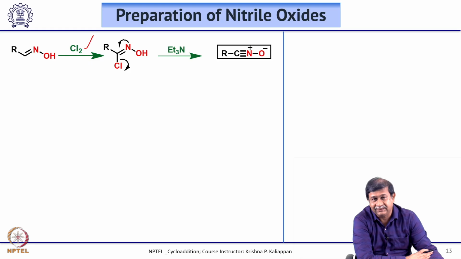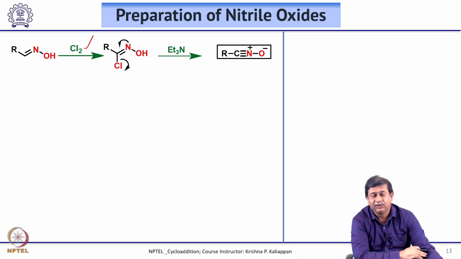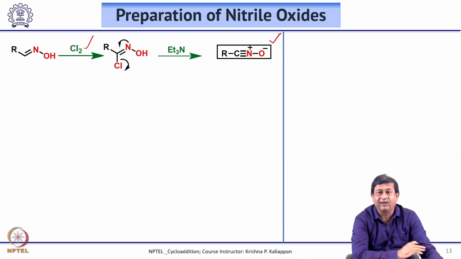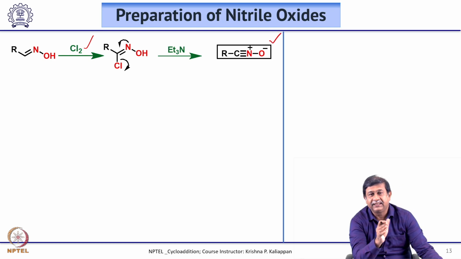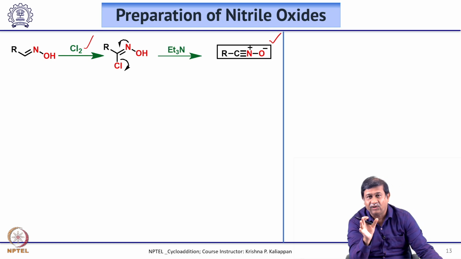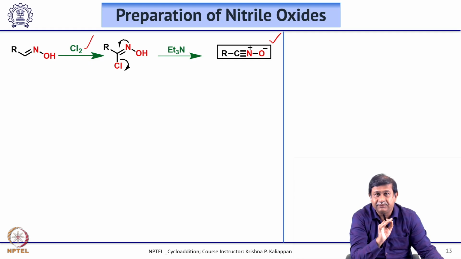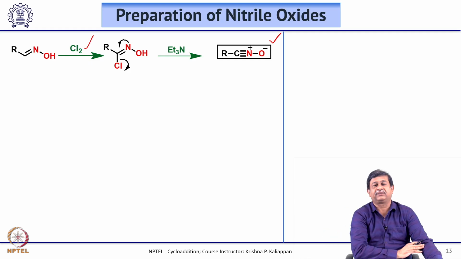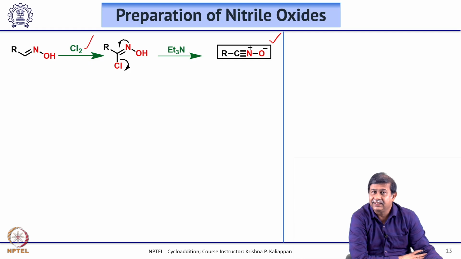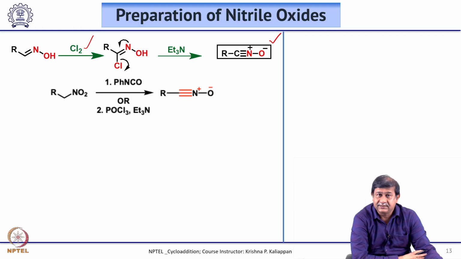On treatment with triethylamine, it will undergo elimination of HCl to form this nitrile oxide in situ. So basically you can prepare this nitrile oxide in situ by adding chlorine to oxime, followed by treatment with triethylamine. Once you generate this, you can carry out 1,3-dipolar cycloaddition with various dipolarophiles. Likewise, the second method is a very simple method.